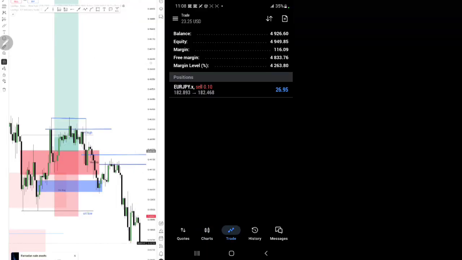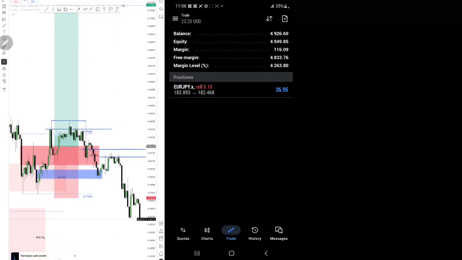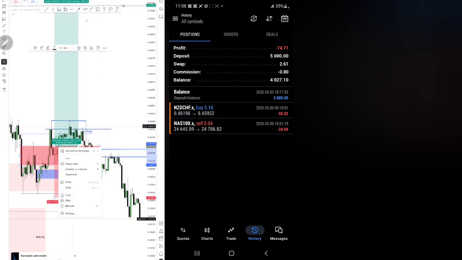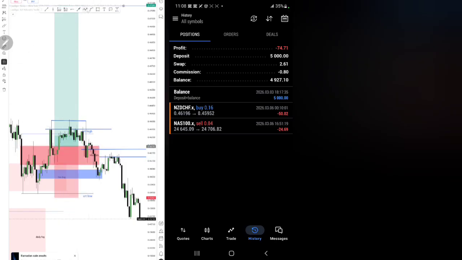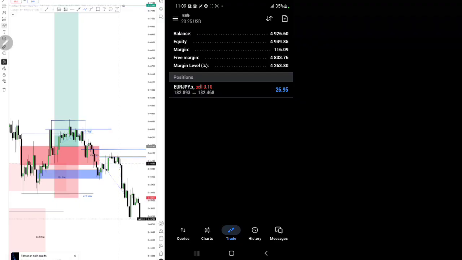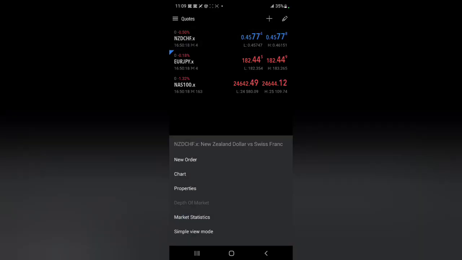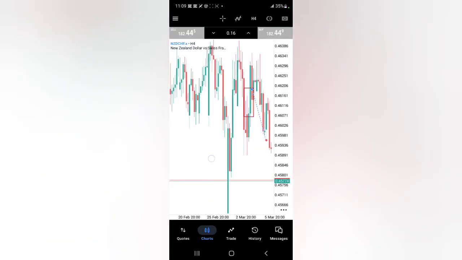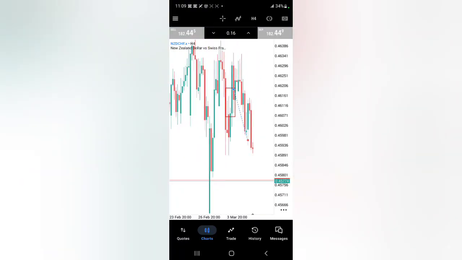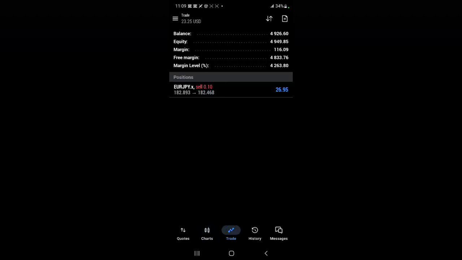So this is Euro JPY running in small profit, and this is NAS100 negative 1%, and this is NZDCHF negative 1%. NAS100, I'm going to explain why I got into the trade, and you can see it's 0.5% lost, right? And Euro JPY is running 0%. So guys, this is the Euro JPY chart, and this is the NAS100 and NZDCHF chart. The market is closed now, so I will update what happened on the other charts. Thanks.